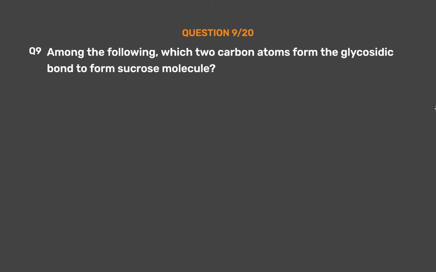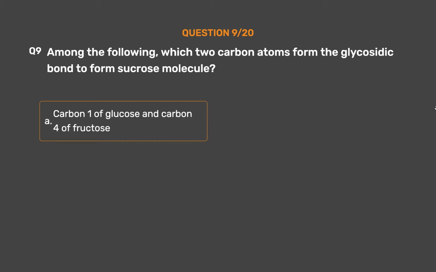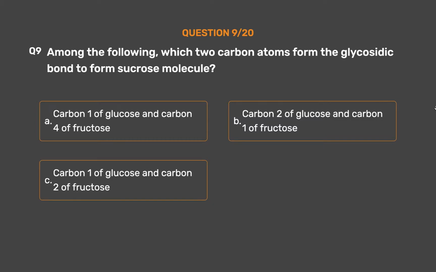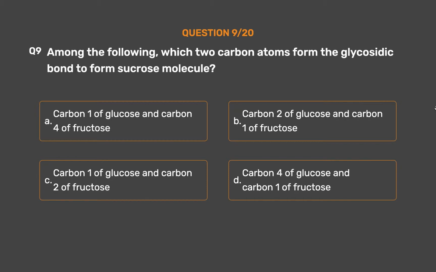Question number 9. Among the following, which 2 carbon atoms form the glycosidic bond to form sucrose molecule? Option A. Carbon 1 of glucose and carbon 4 of fructose. Option B. Carbon 2 of glucose and carbon 1 of fructose. Option C. Carbon 1 of glucose and carbon 2 of fructose. Option D. Carbon 4 of glucose and carbon 1 of fructose.